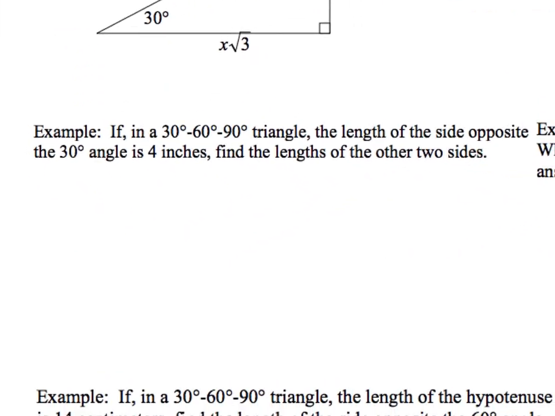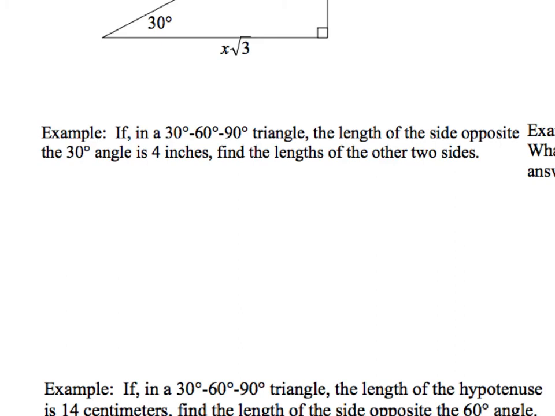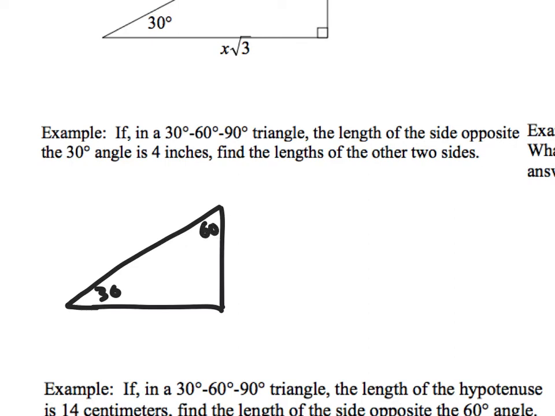And so it says, if in a 30, 60, 90 triangle, the length of the side opposite 30 degrees angle is 4 inches, find the lengths of the other 2 sides. So what I would do is this. I would draw my generic 30, 60, 90 triangle. Okay, I would call this x, 2x, and then x times the square root of 3, okay? And what I know is that the side that's opposite of my 30-degree angle here is 4, and that's what it tells me. So I'm going to call this 4 inches, okay?